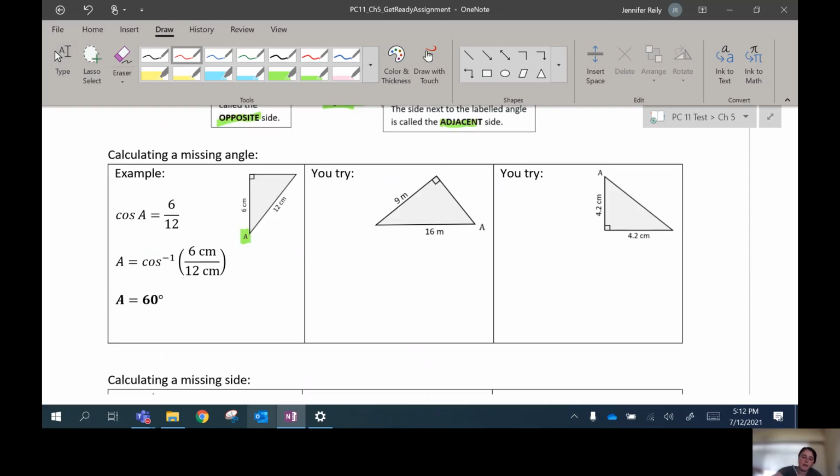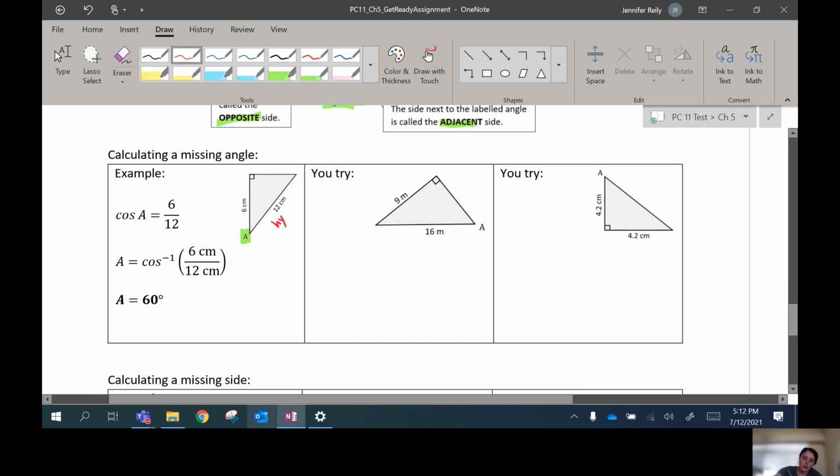So first thing you do is label. The hypotenuse is always the longest side across from the right angle. So the right angle is there, so there's your hypotenuse. The adjacent side is right next to the angle, and then the opposite side is right across.